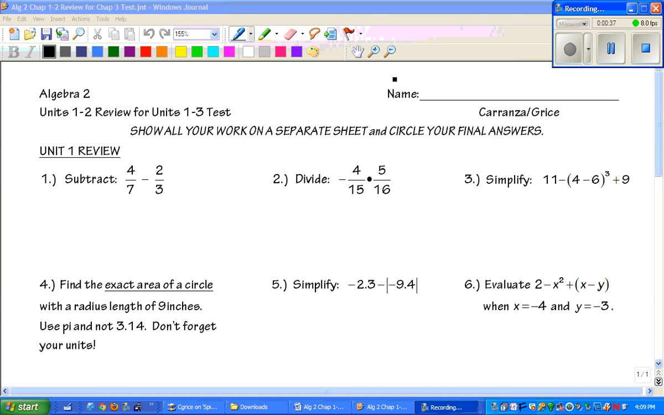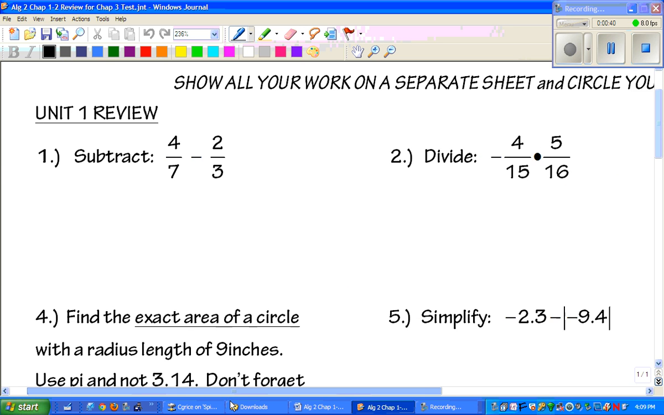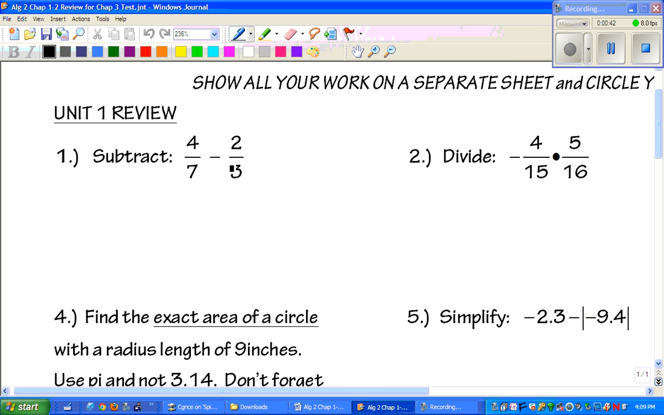So first one says, let's zoom on in, subtract 4/7 minus 2/3. Now, the first thing that you need is an LCD, okay? So the LCD of 7 and 3: 7, 14, 21, 28, and that keeps going. So I'm looking for a number that they have in common. Now, some of you might know this right off the back. Others might take a little while, and that's fine. Okay, so it's 21.